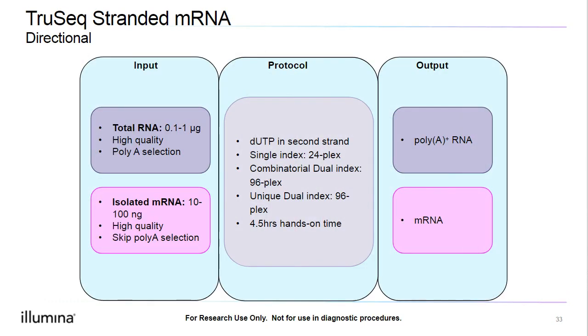The input and output are the same as with RNA V2. What is different is that this workflow is directional due to the incorporation of dUTP. Indexing options for this kit include 24 single indexes, 96 combinatorial dual indexes, and 96 unique dual indexes.